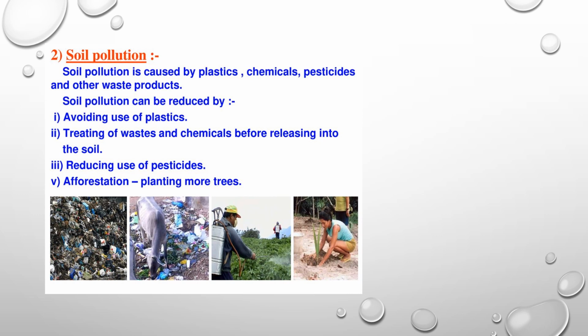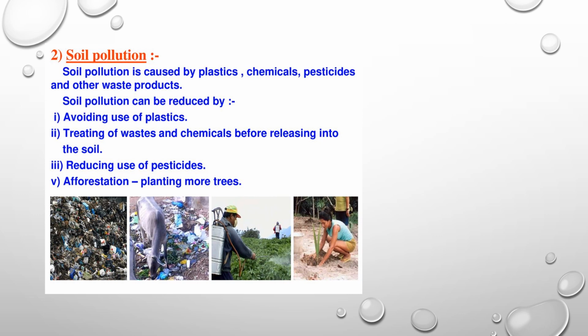Then effluents, that is called liquid waste. Effluents from factories and untreated sewage can also pollute the soil. Highly toxic radioactive waste from nuclear power plants is also sometimes dumped in the soil. Then acid rain kills organisms that live in the soil and makes the soil acidic. So these are the causes of soil pollution.